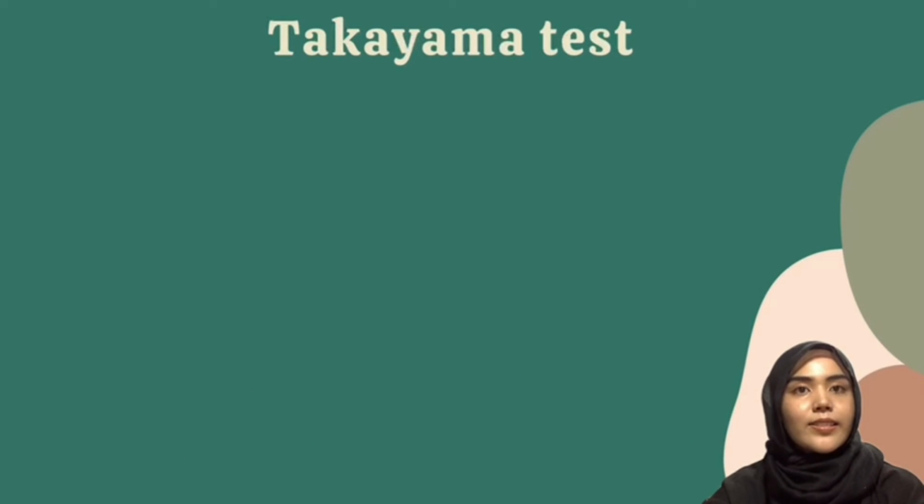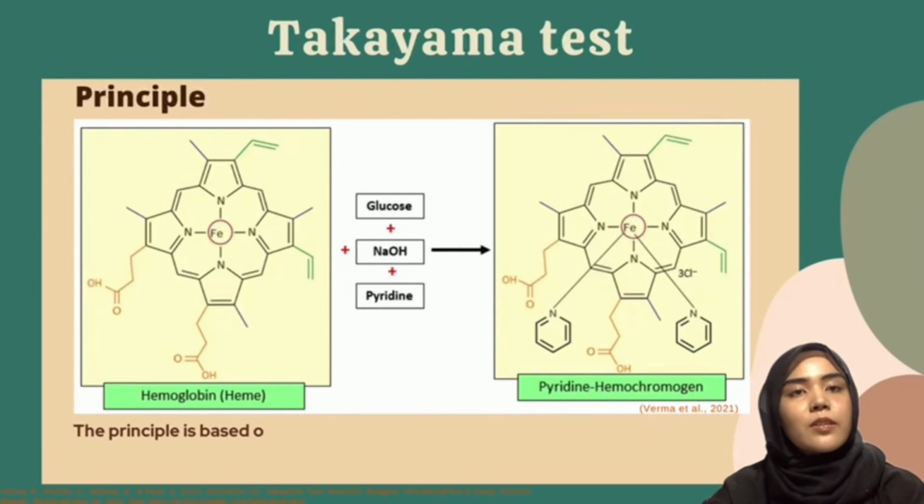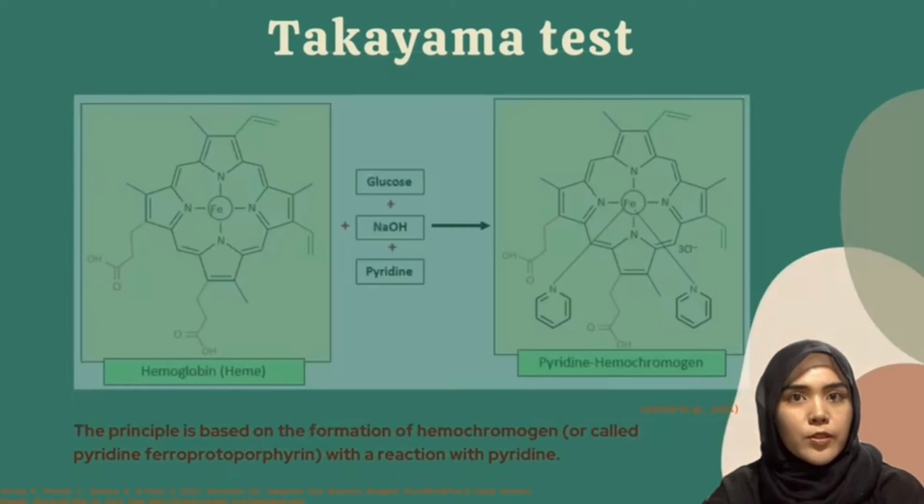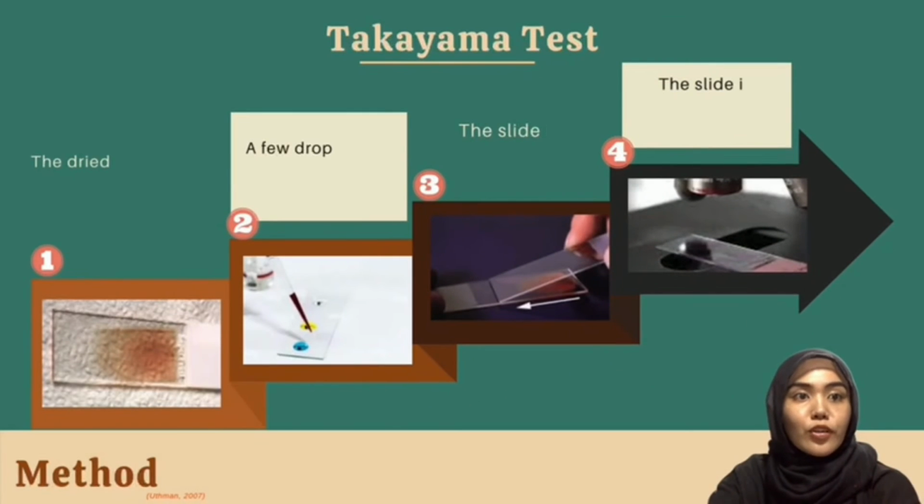So the second test is the Takayama test. The principle of the test is based on the formation of hemochromogen through a reaction with pyridine. Next is the method for the Takayama test.